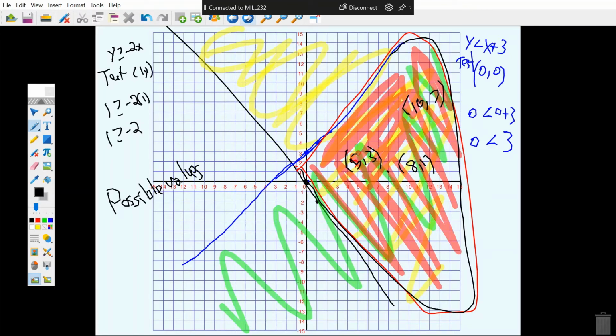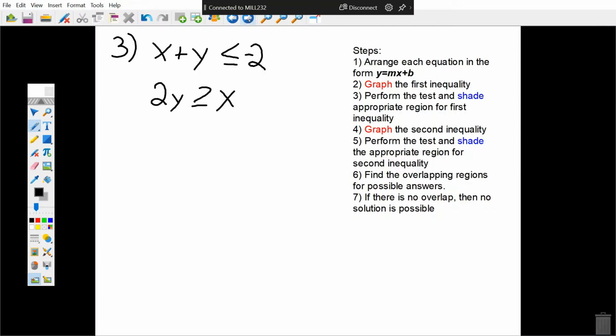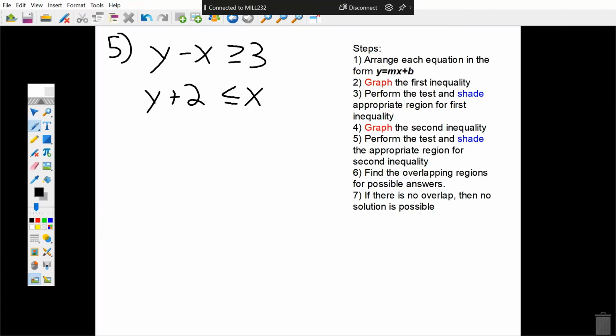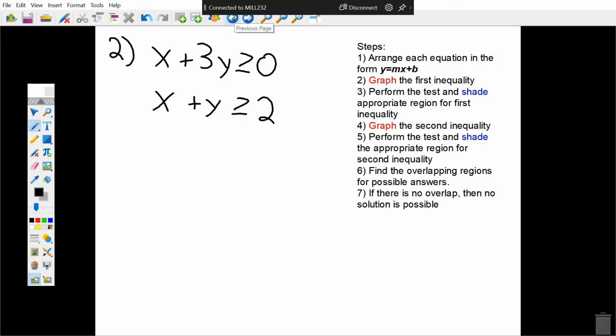Let's try one again here. Okay? We're going to do 5 of these today. We'll do one more together, and then we'll get you to try one on your own. So the first one says x plus 3y is greater than 0. Okay, so I want to get this one into y equals mx plus b form.